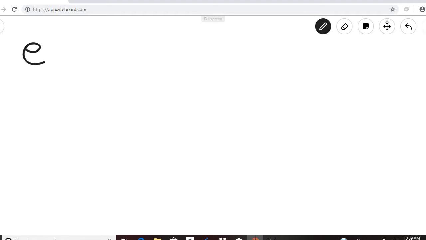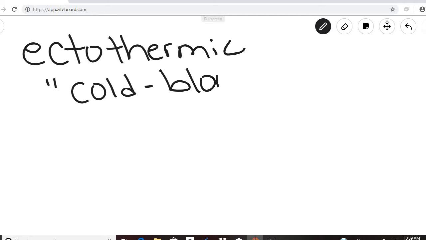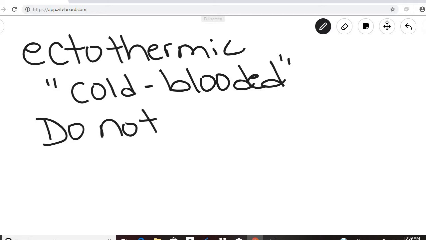Another last thing that you should know about this class is that they are ectothermic. Ectothermic is a term that we often just use the word cold-blooded. And what that means is that they do not have an internal mechanism to regulate their body heat.